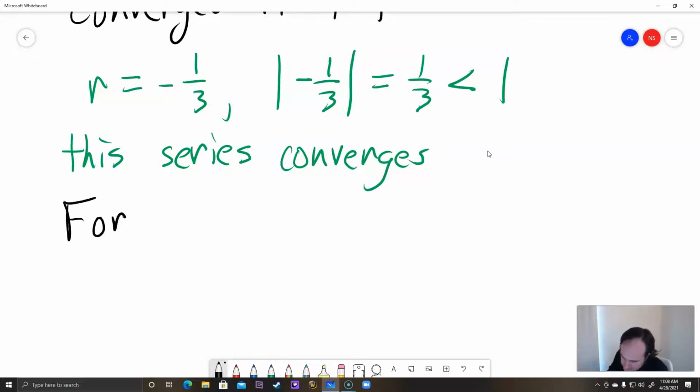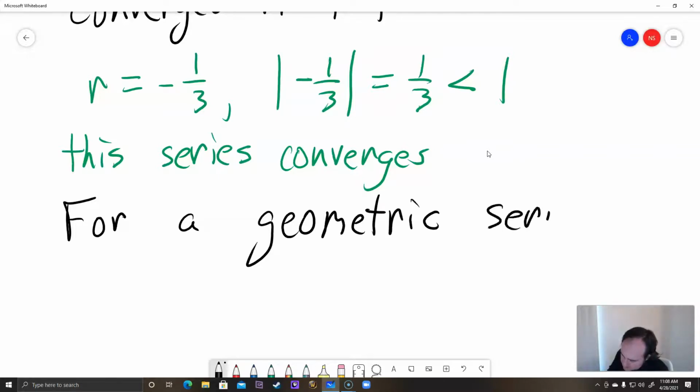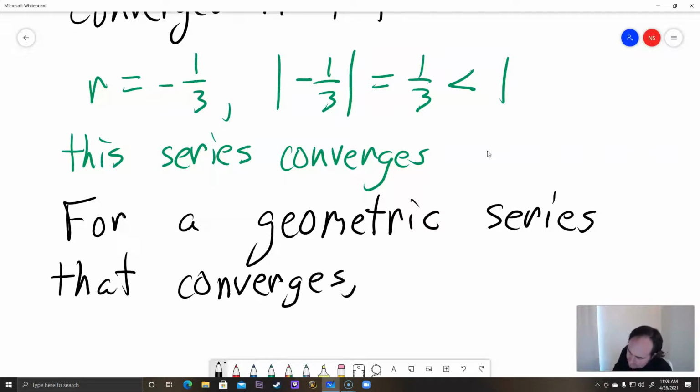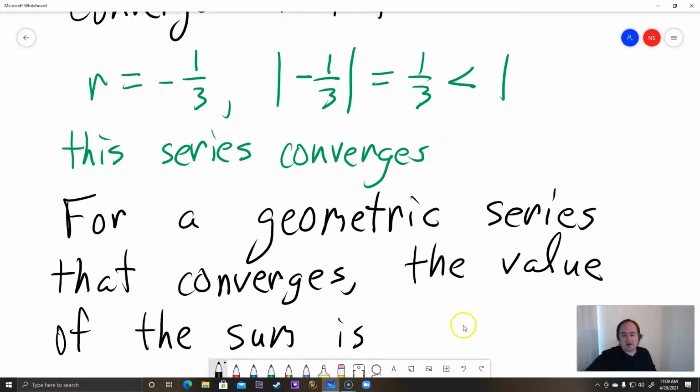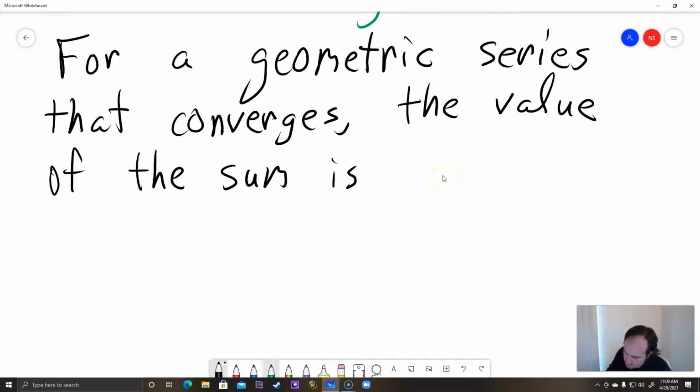So for a geometric series that converges, the value of the sum, and the sum means the sum of all the terms in the infinite geometric series, is written as S equals A over 1 minus R. So S here stands for sum. So S equals A over 1 minus R.